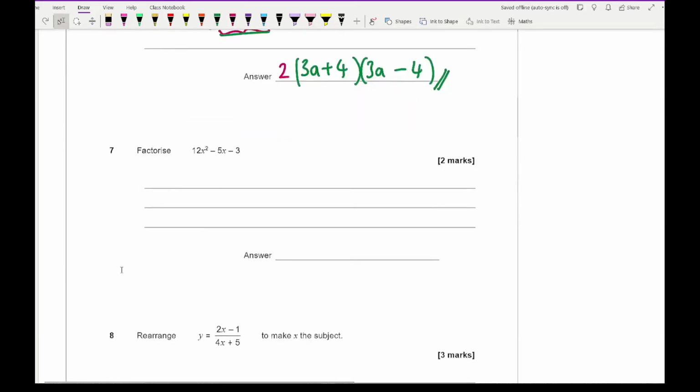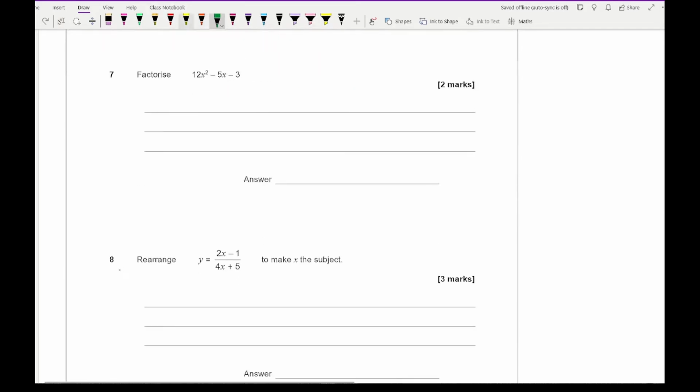For question 7, we've got to factorize this quite complex quadratic expression. Now again, you could do it by just guessing and knowing it by inspection, or you could use the magic number method, which is what I'm going to go through now. So here I've got 12 times 3, which is 36. Well, it's actually minus 36. So what I'm looking for is two numbers that multiply to give me minus 36, but added together give me minus 5. And so looking at the two numbers, I'm going to go for 9 and 4.